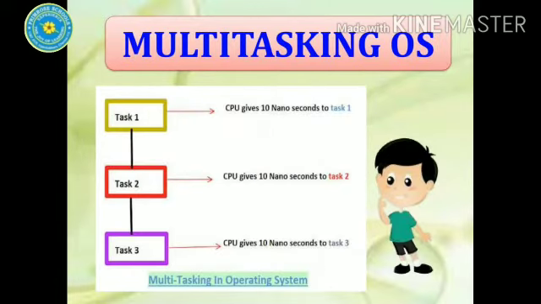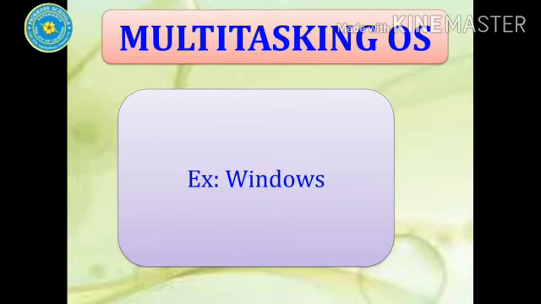The next image explains clearly how the time is being allocated for each task. For example, for task 1, the CPU gives 10 nanoseconds, and for task 2, it gives again 10 nanoseconds, and for task 3, again 10 nanoseconds. So, based on this, the tasks are being executed. An example of multitasking type of operating system would be Windows.